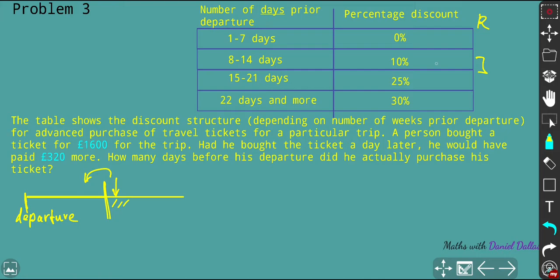All right, so if I indicate R as the discount rate he actually has, and R1 is just one day later, we can state that the rate he bought the ticket for is going to be higher than the rate one day later. So that's one day later, and this rate is the day of purchase.